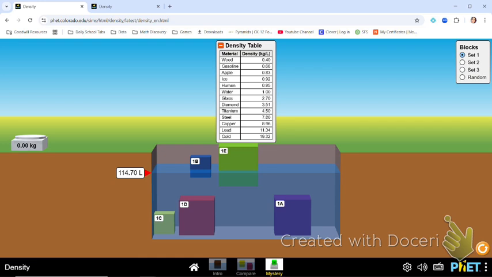Okay, so that's that simulation. Do you have any questions about that part? The last page, density practice. 6.3 is the assignment for today. So if you want to, we have about 15 minutes left to work on that.